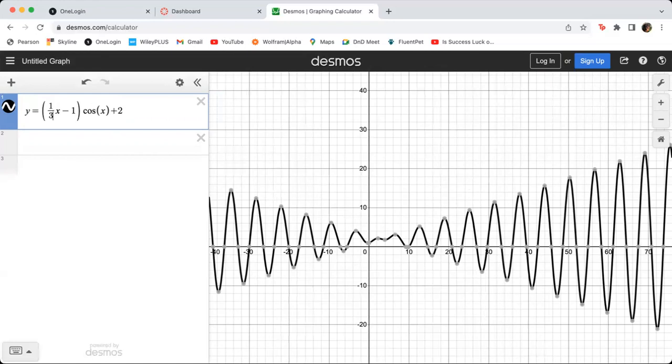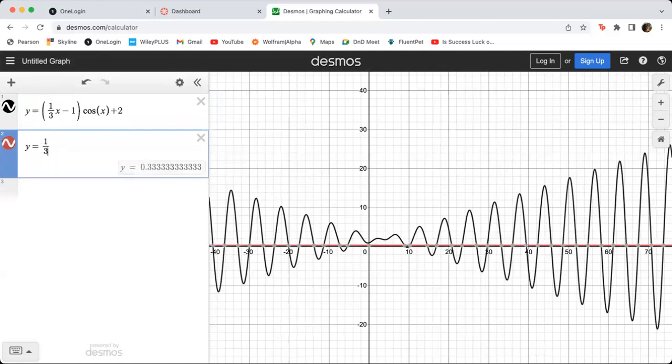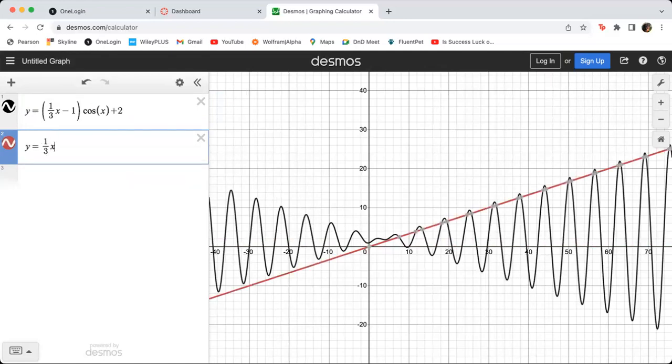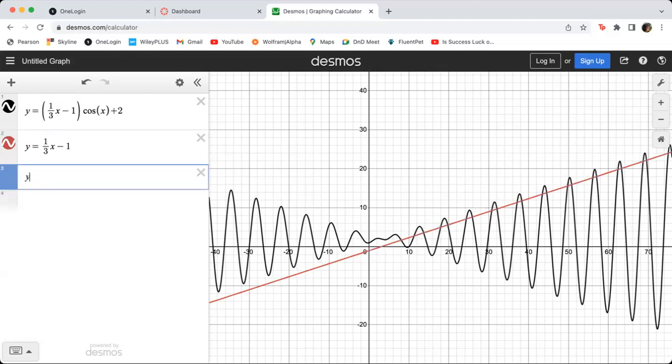So here I've got a cosine graph, and we can see the oscillation. We can see it going up and down, but our amplitude is all jacked up. Our amplitude keeps getting bigger as we go away from zero. Now, if I put the top and bottom, the top is going to be 1/3 x minus 1. And the bottom will be approximately the opposite of this.